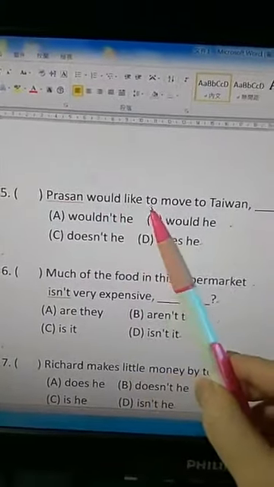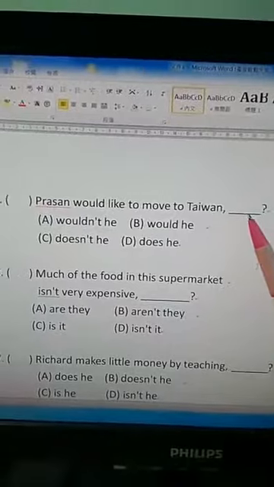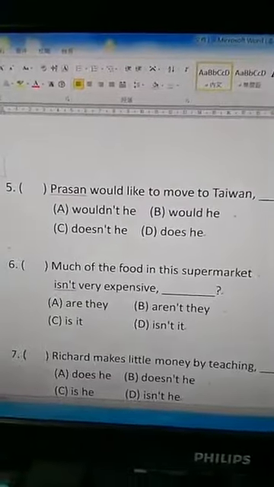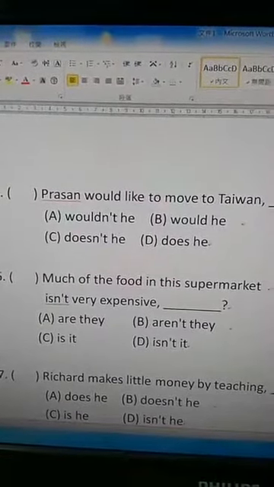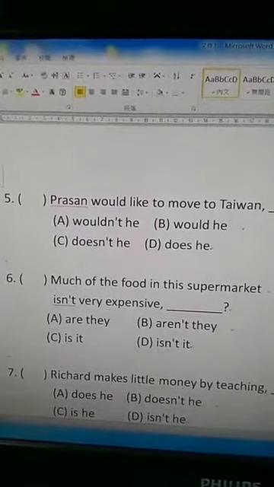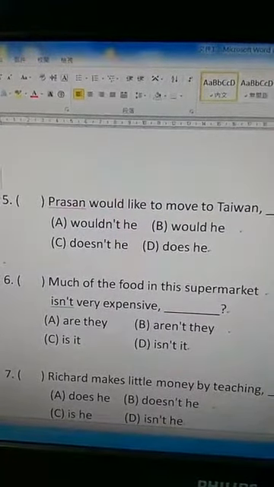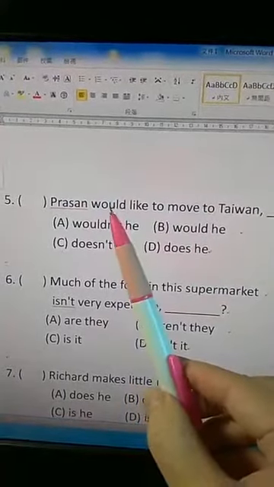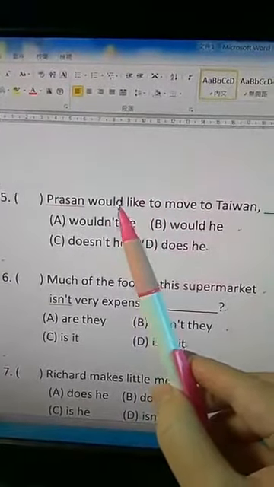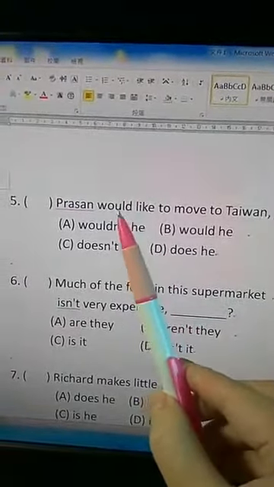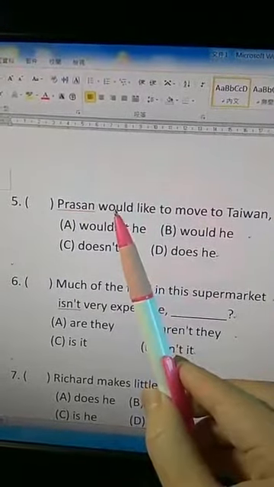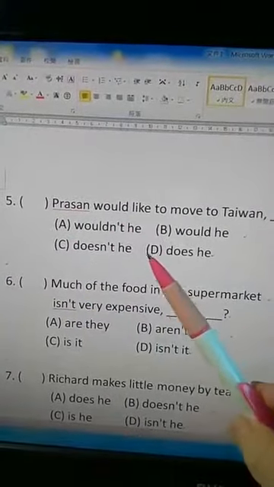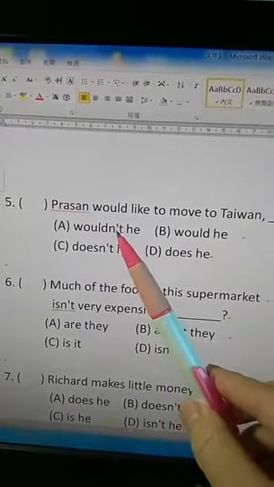Prasan would like to move to Taiwan, blank. So, can you guys tell me what is the answer? Find it out first, okay? I know you know the answer because you are so smart. So let's see what the tense is here. Would like. Yeah, we see would. So all the time we know we have to use this word to form a tag question. So cross out C, cross out D. So the answer should be A or B.